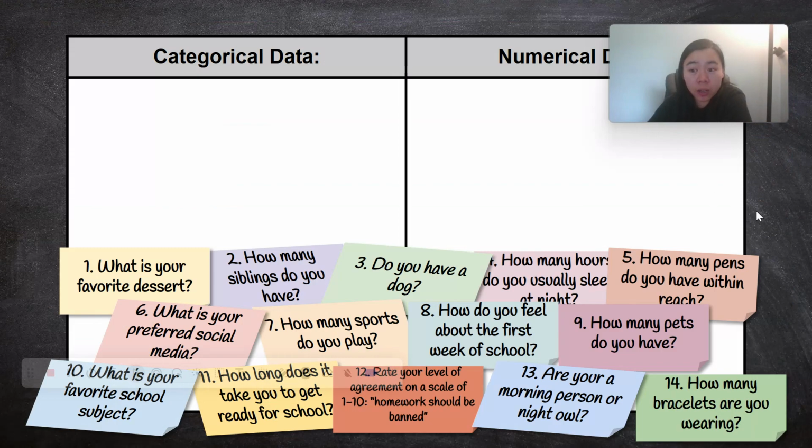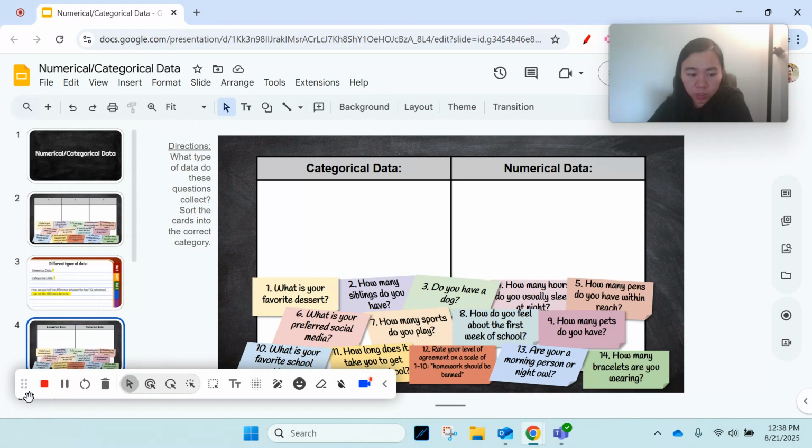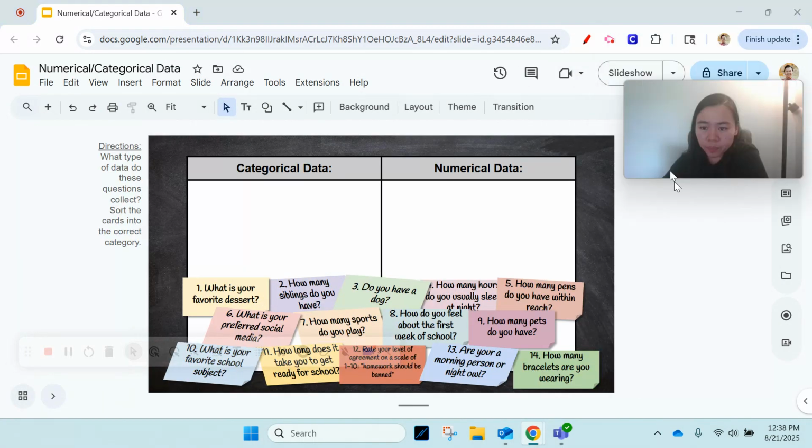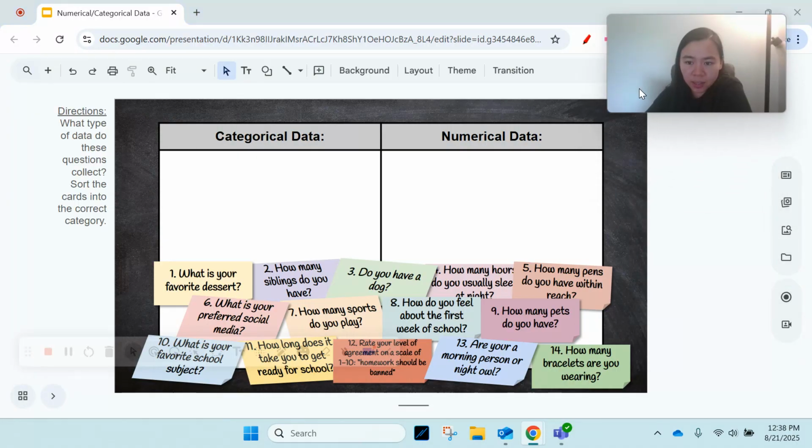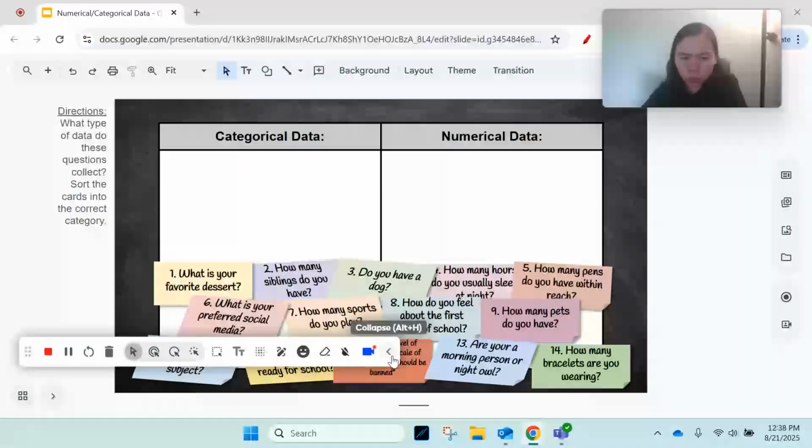Next up, now that we know the 2 different types of data, look at those same questions again, and you're going to drag those questions into categorical data or numerical data. So I will do this one because I want to make sure that your assignment has the correct answers, so you can see how I determine what's what.